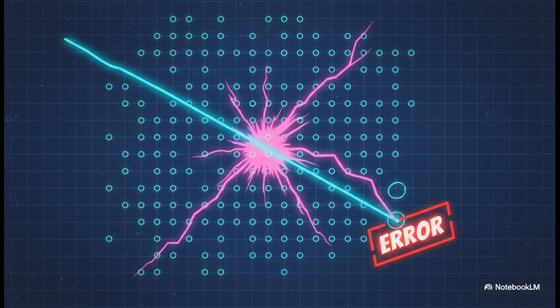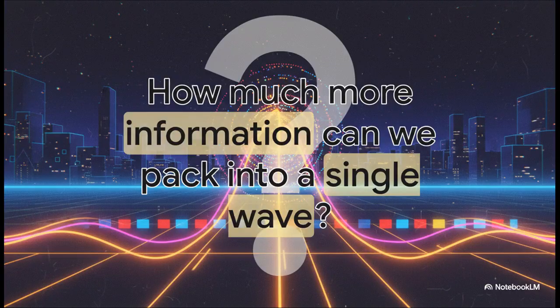Of course, you knew there had to be a catch, right? There's always a trade-off. As you pack more and more points onto your constellation map, those points have to get closer and closer together, and that makes your signal much more sensitive. Just a tiny bit of random noise or interference can make the receiver mistake one point for its neighbor, and boom, you've got an error in your data. So it's this constant engineering challenge, this balancing act between the need for speed and the need for a clean, reliable signal.